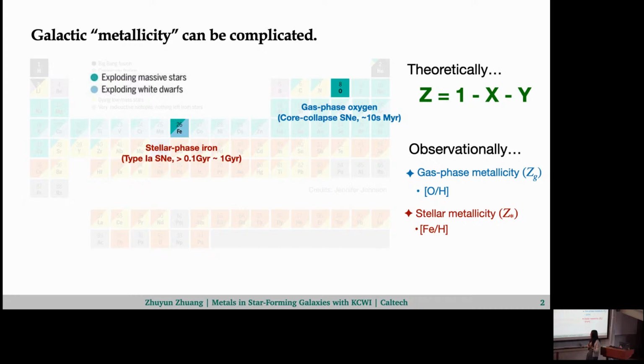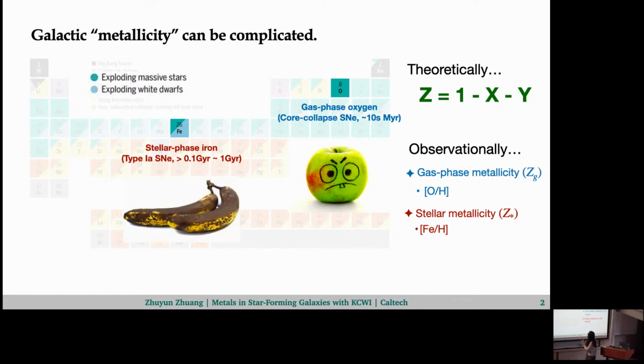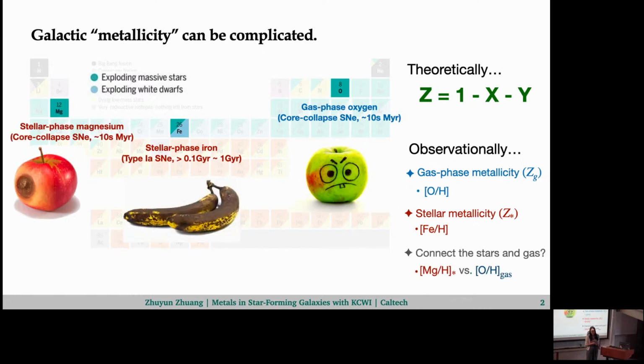So this comparison is kind of similar to comparing a fresh apple with an old banana and trying to understand the time evolution of the apple. That's definitely not ideal. So that's why we want to borrow the old apple, the magnesium in the stars, because magnesium is another alpha element. Similar to oxygen, they were both produced by core collapse supernovae with very short formation times. In this case, we expect the magnesium abundance to track oxygen much more closely.